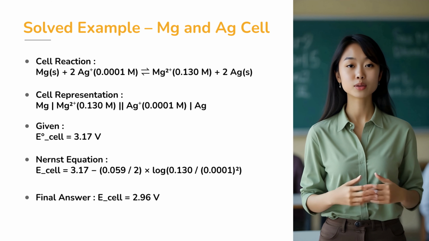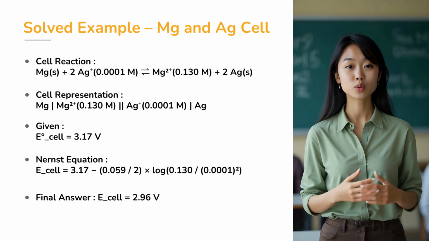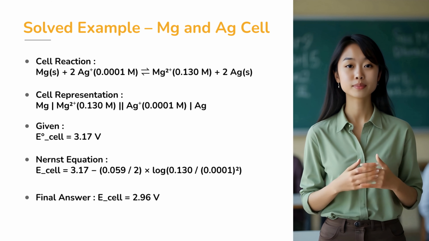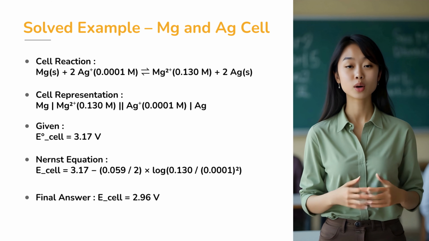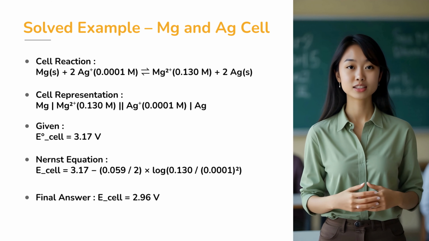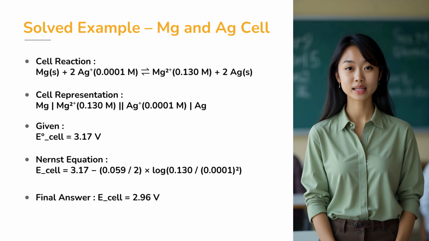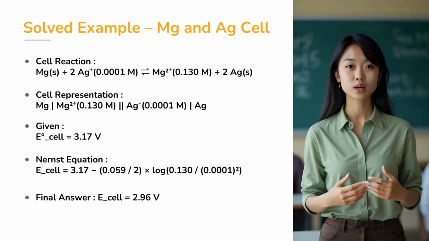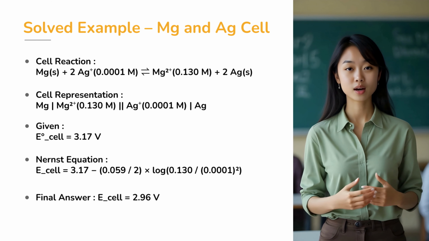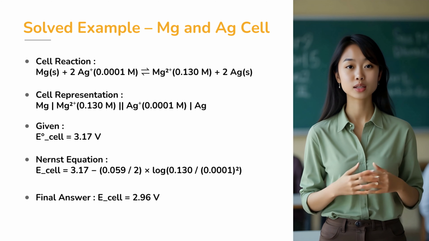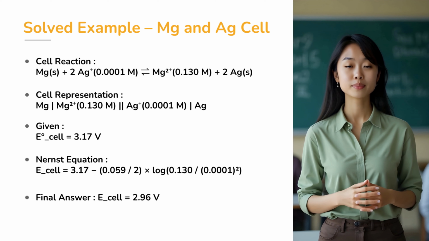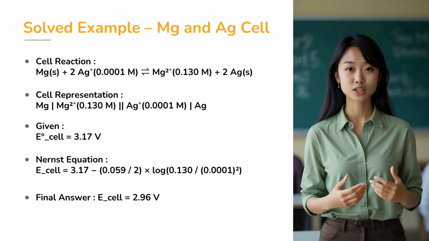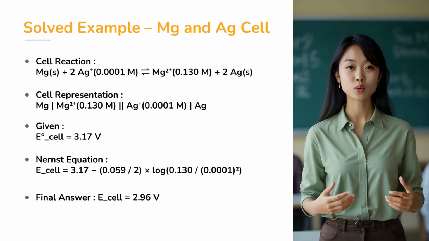Let's apply this with a real example. Suppose we have magnesium solid reacting with silver ions in solution. The reaction is magnesium solid plus 2 silver ions gives magnesium 2+ in solution and silver metal. Let's say the magnesium 2+ concentration is 0.130 molar and silver ion concentration is 0.0001 molar. The number of electrons transferred is 2 and the standard cell potential is given as 3.17 volts.